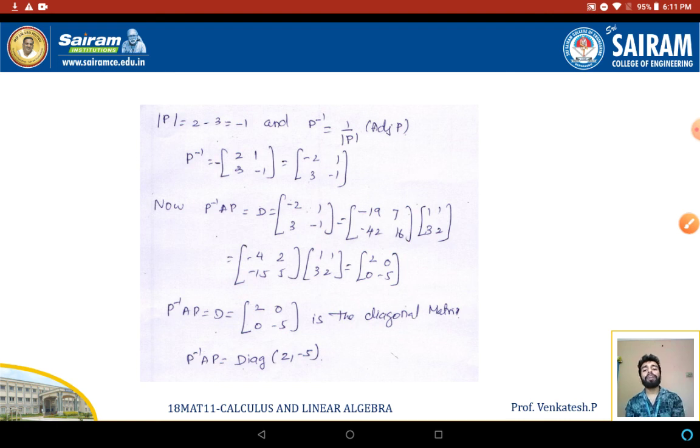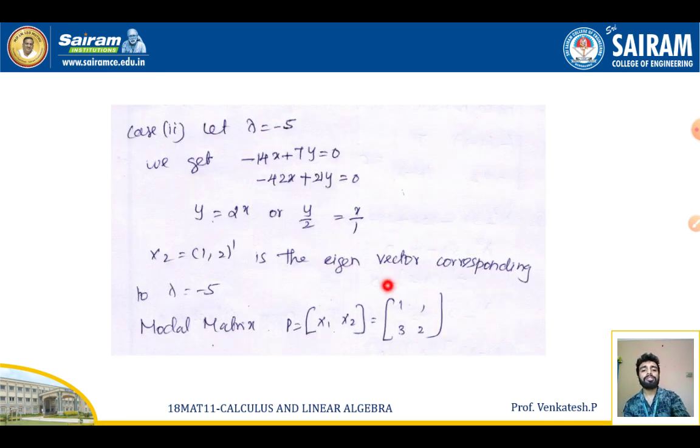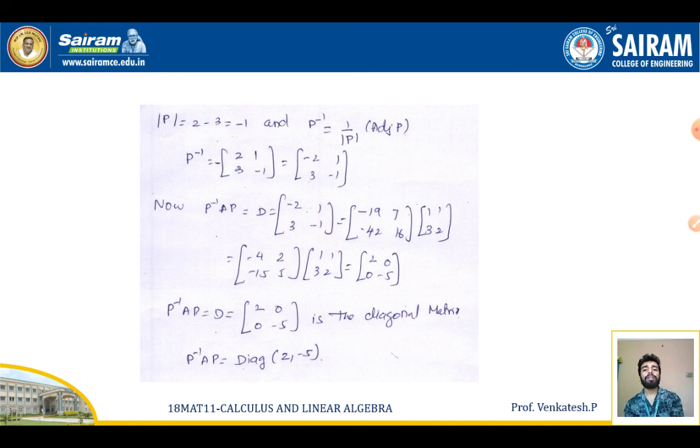Next I'm going to find the adjoint P. So adjoint P will be what? I'm going to interchange the values, just interchanging this 1 and 2 and changing the sign of 3 and 1. So what will I get? After simplifying this, I'll be getting P inverse is equal to minus of 2, 1, minus 3, minus 1, or minus 2 comma 1, 3 comma minus 1, I'll be getting.